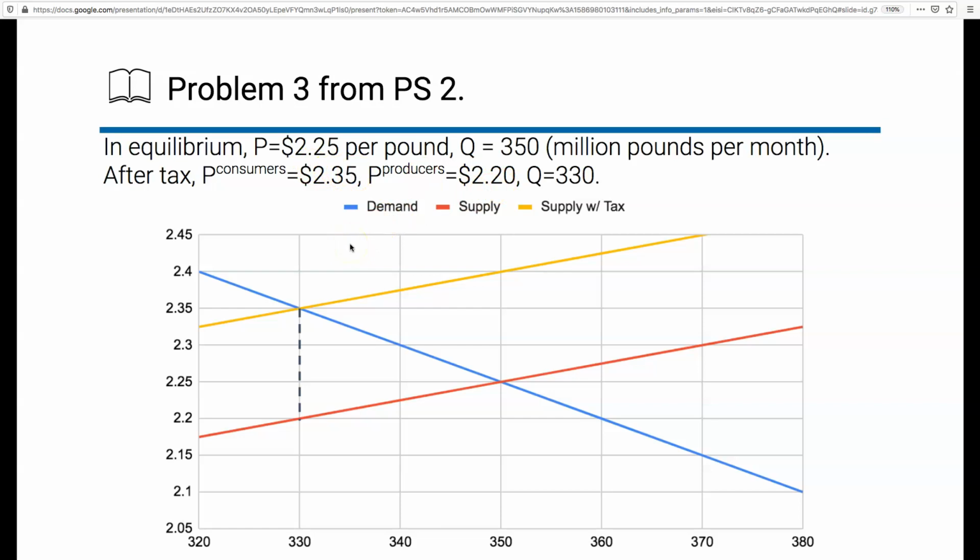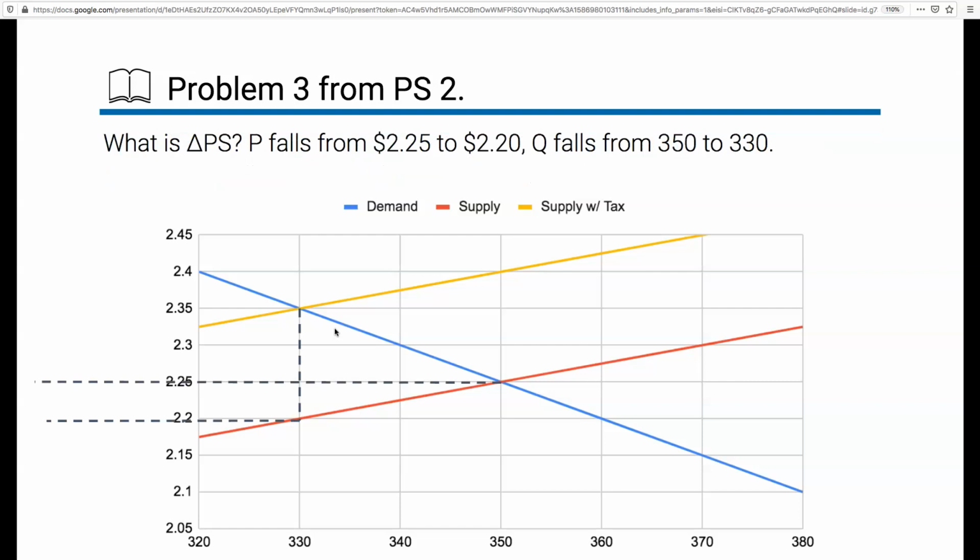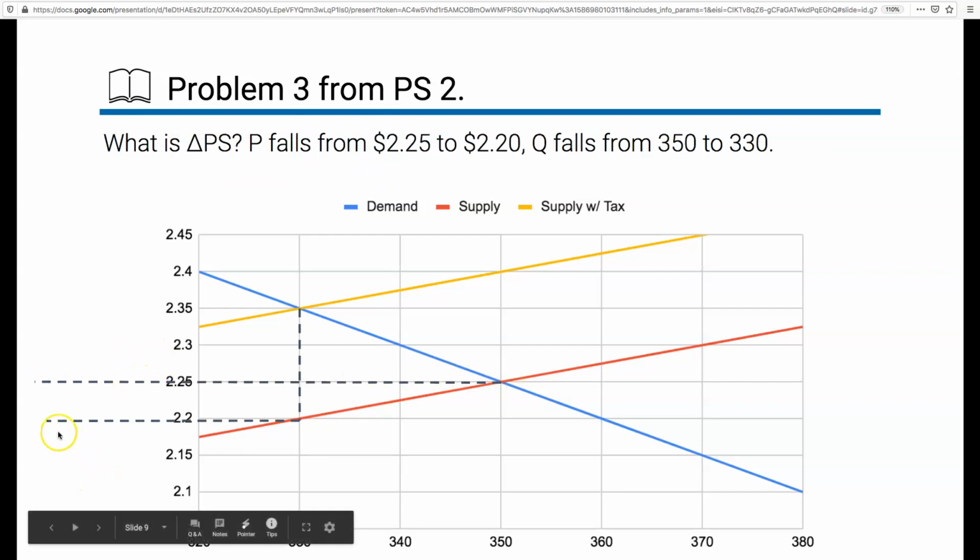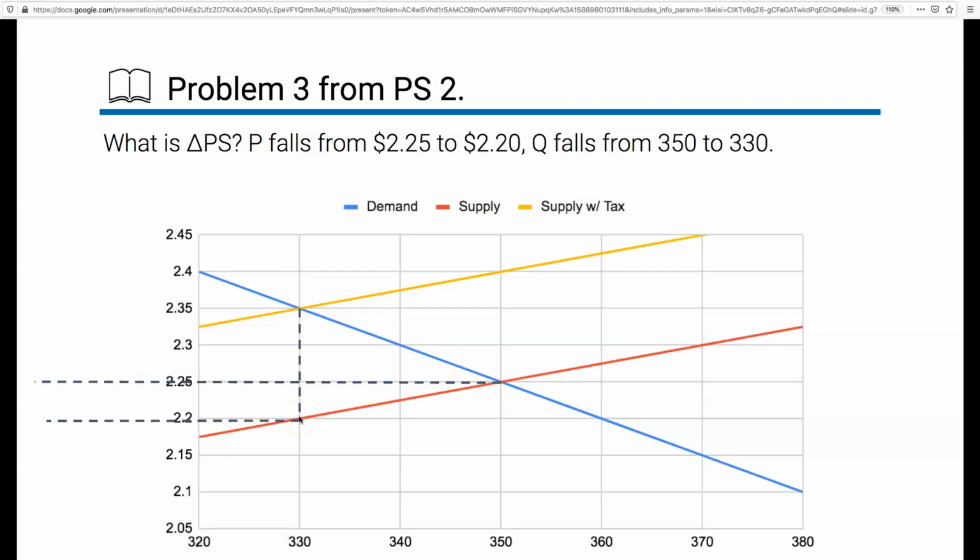So now let's measure the effect of the tax on producers, consumers, and also calculate tax revenue and deadweight loss. So first, let's look at the producers. From the producer perspective, the old price level was 225, but now the new price is only 220, so they're losing 5 cents per every pound of butter that they're selling.